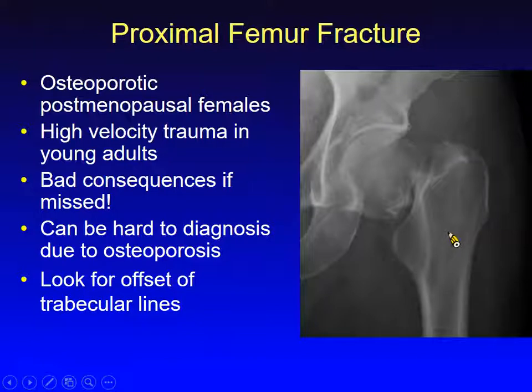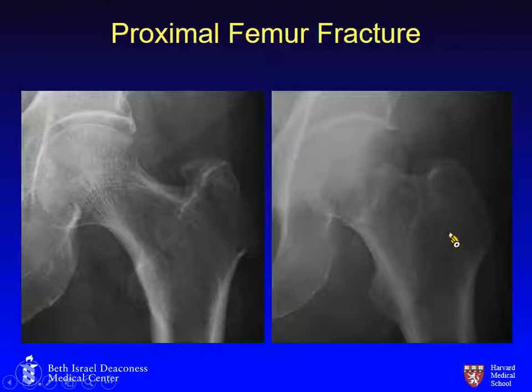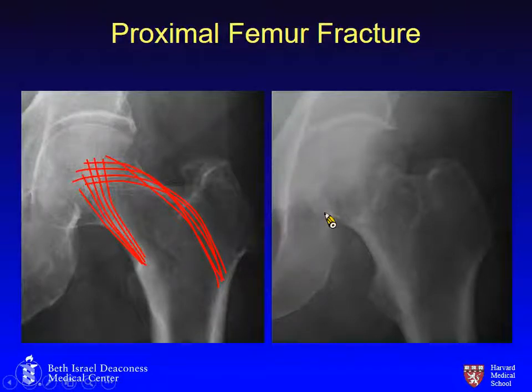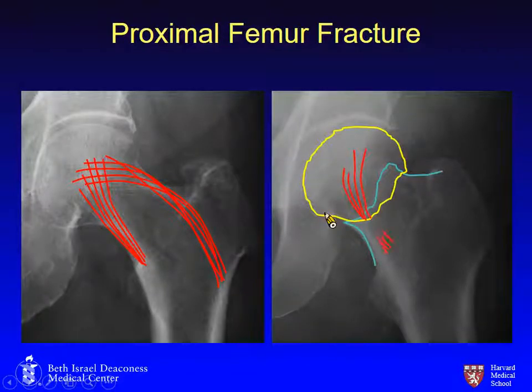So one of the key things to look for is offset of the trabecular lines. If we look at a normal hip radiograph, there's typically the compressile and tensile trabecula, and it actually forms this relatively lucent area here called Ward's triangle, right? In this case, if we outline the femoral head here, and you can outline this area at the side of the fracture, you can see that these lines actually don't meet up. And so when you see offset of those lines, that can be very helpful when you're looking for subtle fractures of the proximal femur.